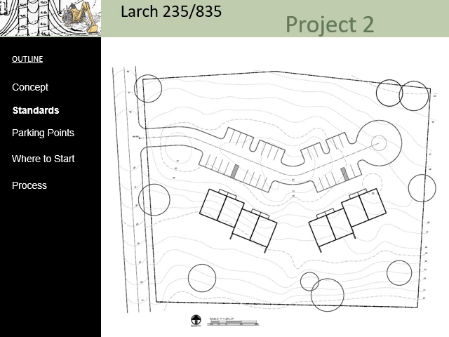So now we want to talk just briefly about some of the standards that you have to follow for this assignment.